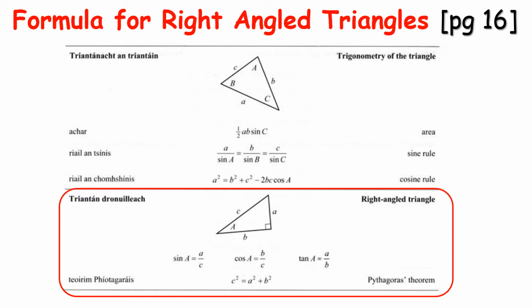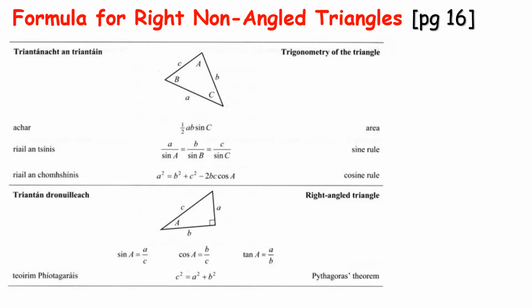I'm not a big fan of the sine, cos, and tan formula that are here. I prefer using SOHCAHTOA or Ciliotari or something like that to remember them in terms of opposite and adjacent. Most of you will have learned that at junior cert, but just if there was an issue, the formula are here, and the Pythagoras theorem, c squared is equal to a squared plus b squared, is also here.